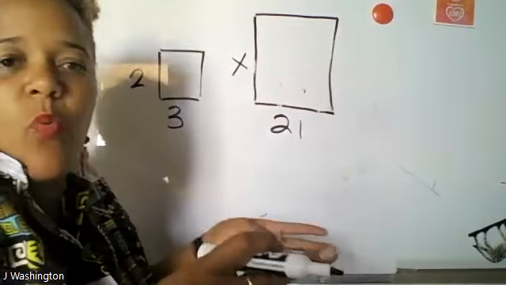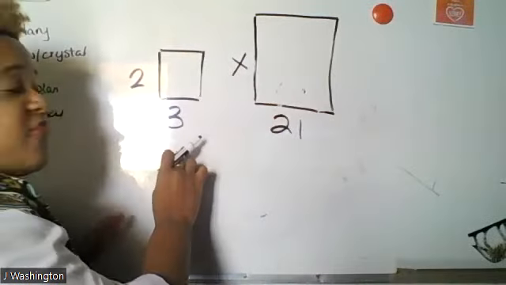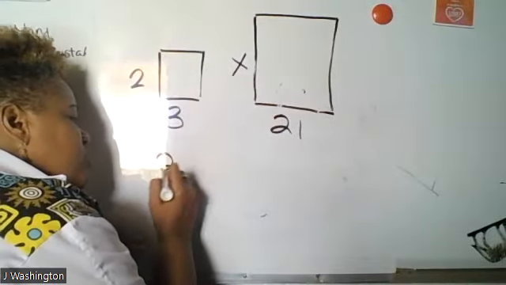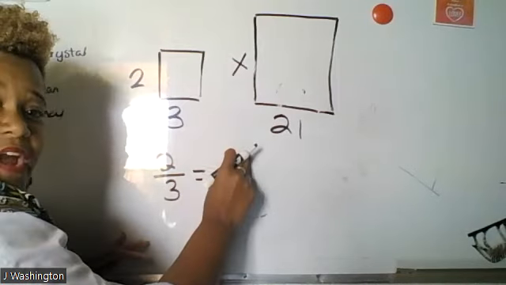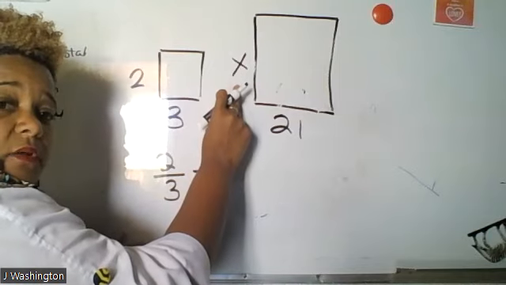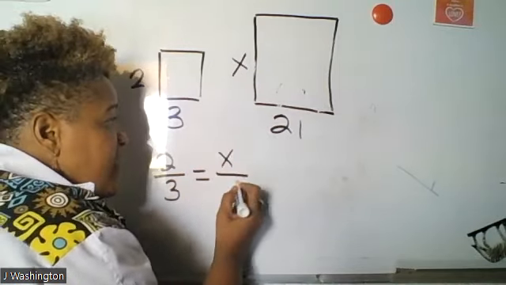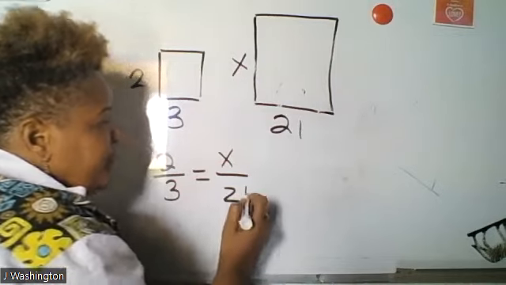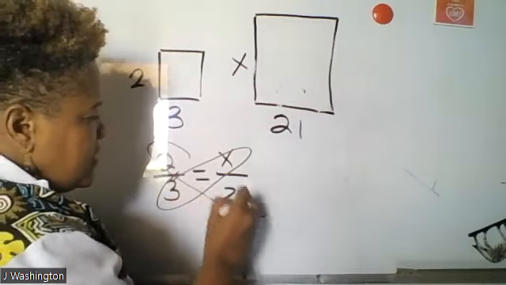If it's working, we're just going to stay with what works, right? So I'm going to go ahead and create my fraction, which is 2 over 3 equals. I'm going to still create my fraction, but I don't have a number here. I'm going to put my variable, which is an X, here, and then I'm going to put my other number, 21. So I still have my cross multiplication here.